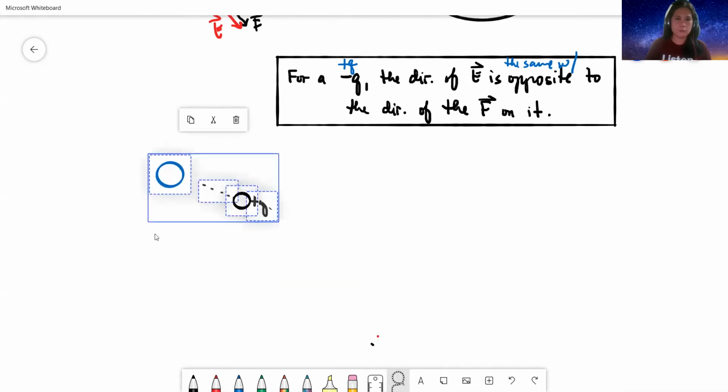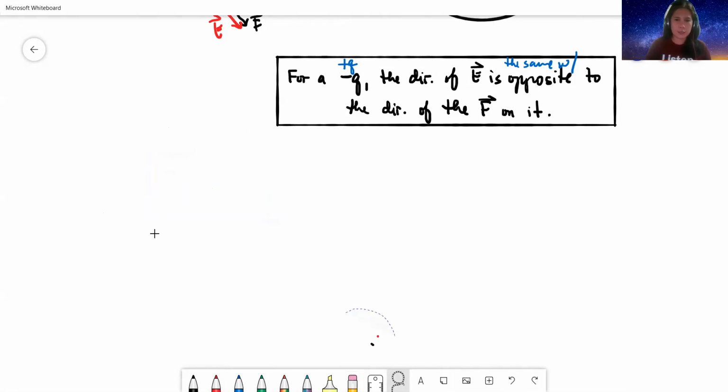Wait, let me think, because what I said may be confusing. I want to determine the direction of the field. So I should use a negative charge. I'm battling with myself. So, back to the rule. For a negative charge, the direction of the electric field is opposite to the direction of the force. But it shouldn't conflict.